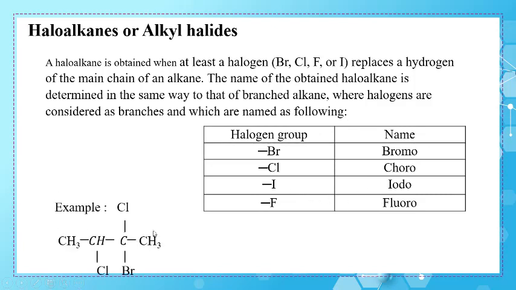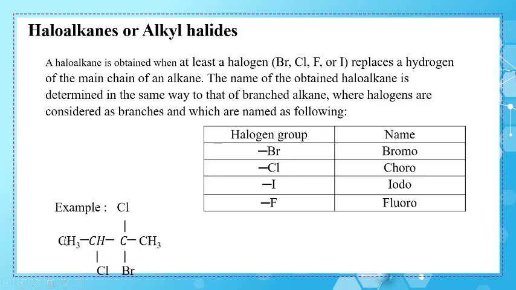Here is an example of an alkyl halide. First of all, we have to choose the main chain. The main chain must contain only carbon atoms. So 1, 2, 3, 4, this is butane. And we have here chloro attached to carbon number 2, and chloro and bromo attached to carbon number 3.